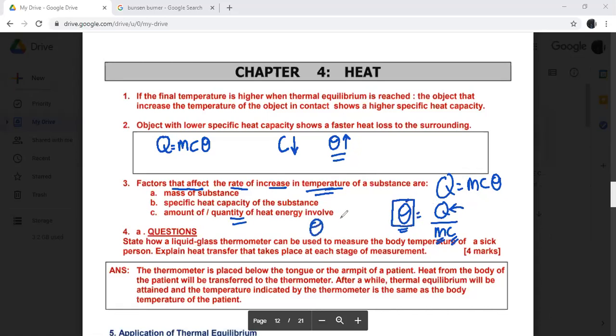So an object undergoes changes in temperature based on its mass. A smaller mass and a bigger mass, if they are exposed to the same amount of heat energy, the smaller mass shows a higher increase, right? Then specific heat capacity, as you learned just now, the smaller the specific heat capacity, the higher the increase or changes in temperature. Then quantity of heat energy: two objects, same mass, same materials, everything the same. If they are exposed to heat energy, the object with a higher exposure of heat energy shows a higher increase in temperature. Okay, you must know that.